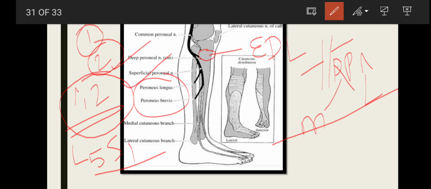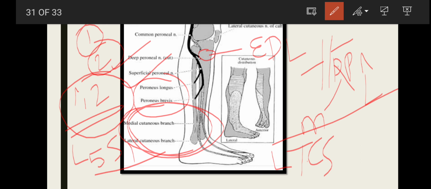Now there is a syndrome known as lateral compartment syndrome. We have learned about anterior compartment syndrome. There is something known as lateral compartment syndrome. Lateral compartment syndrome happens whenever there is an involvement of the superficial peroneal nerve. We know that it is a nerve which supplies the peroneal muscles, then later divides into medial and lateral cutaneous branches. So whenever there is an entrapment or a problem with the superficial peroneal nerve, it can cause lateral compartment syndrome.